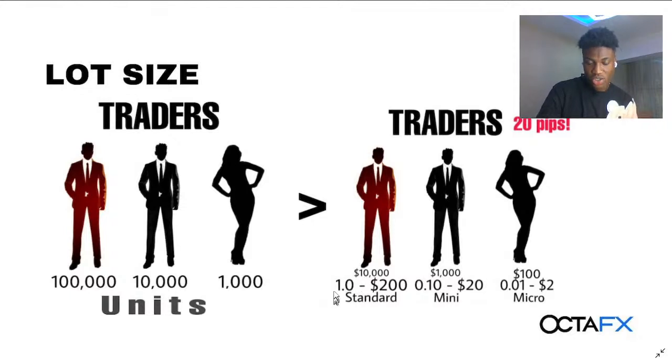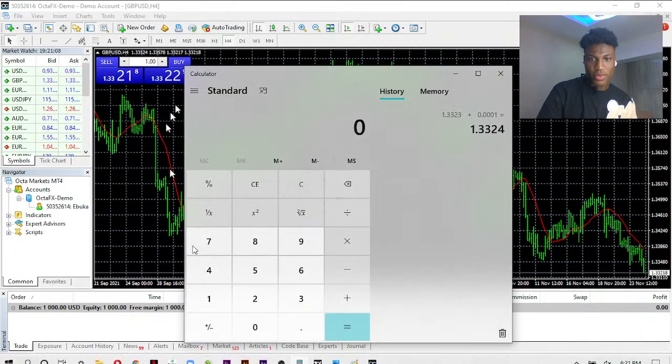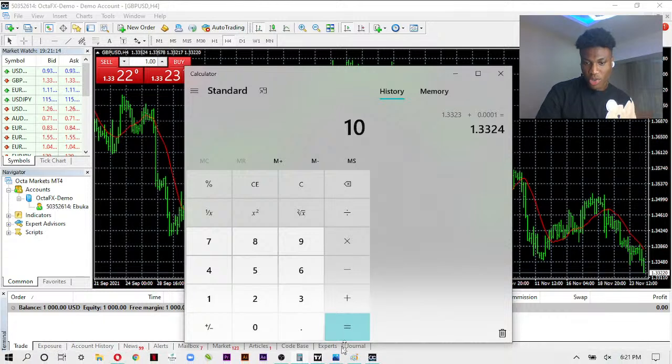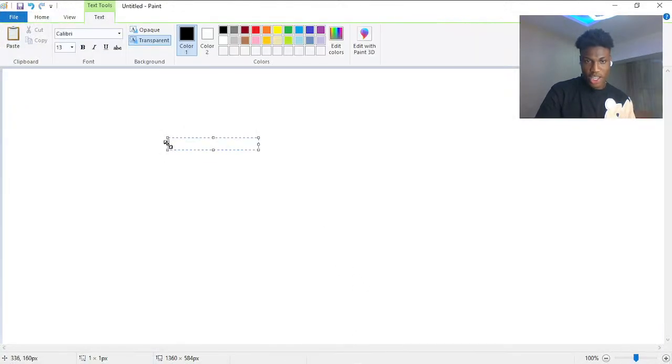This trader decides to use one standard lot. Remember, the profit target for these three traders is 20 pips, right? Trader A decides to use a standard lot size. A standard lot size is valued at $10 per pip. So it's simple. How do you get your profit from using a particular lot size? It's simple. So it's going for 20 pips, right?